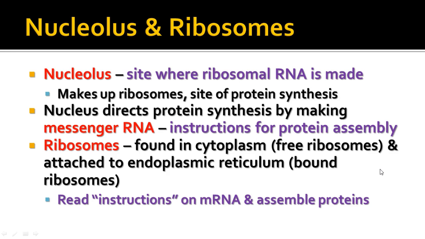The nucleolus inside the nucleus is the place where ribosomal RNA is made. There are three main kinds of RNA we'll discuss later on, and one of them makes up ribosomes, which is where proteins are put together.